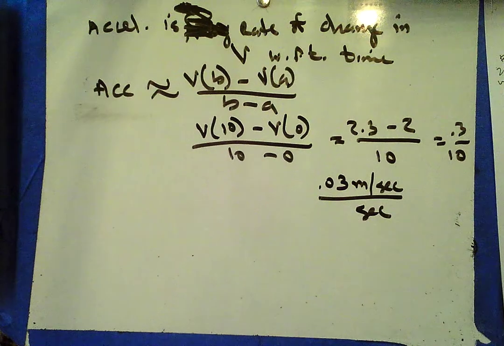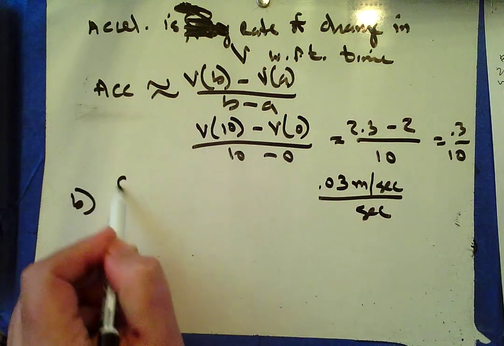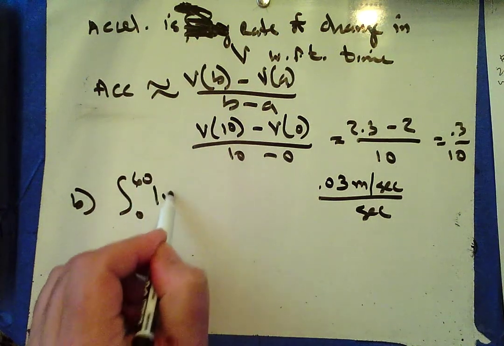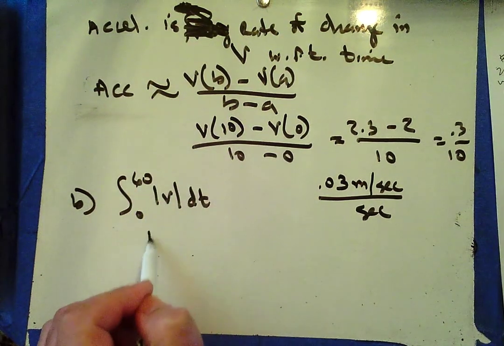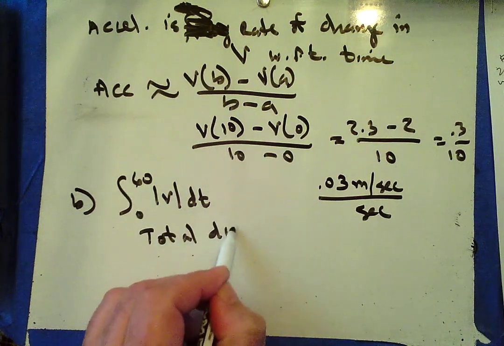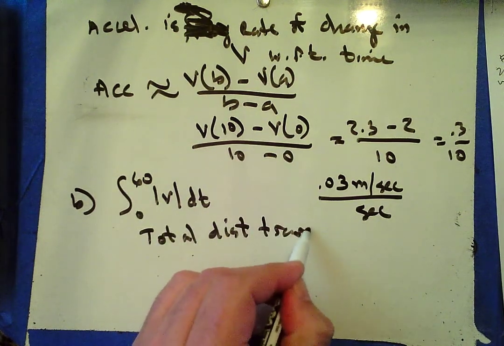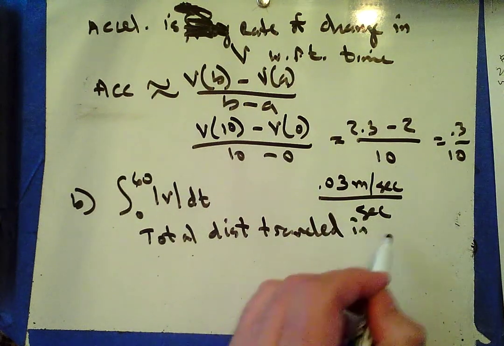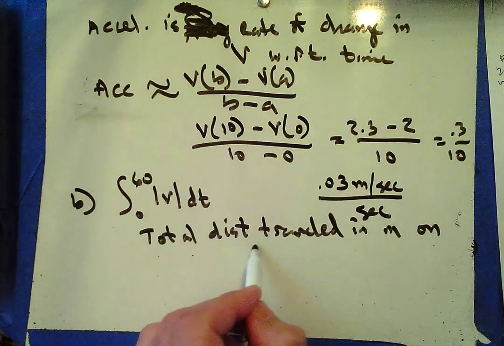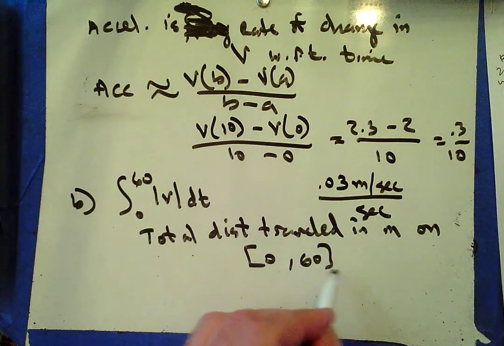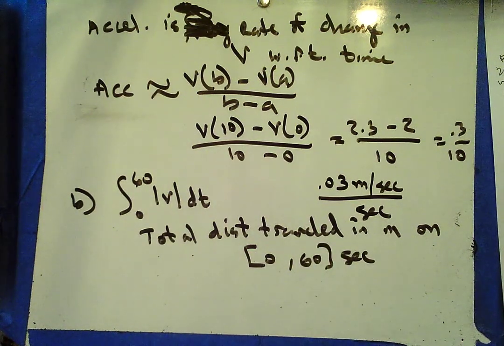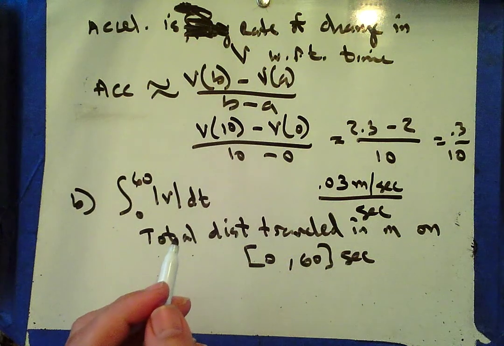Part B. Use correct units to interpret the meaning of this. Well, we saw this in the last problem. 0 to 60, the integral of the absolute value of v is total distance traveled in meters on 0 to 60 seconds. And do they want us to figure it out? Yes, they want us to use the left Riemann sum to do this. This is the sums packet, so I expect to do sums everywhere. Total distance traveled.